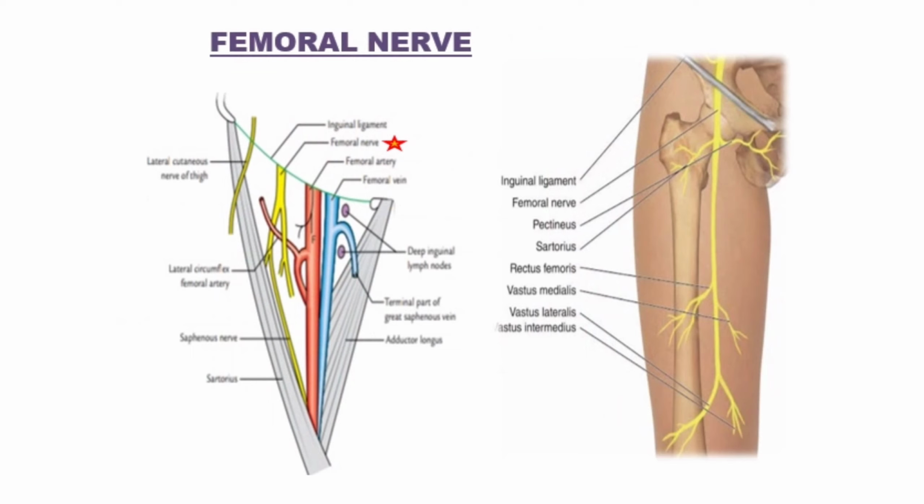Next we have the femoral nerve. Femoral nerve, it is a chief nerve of anterior compartment of thigh. You can see it passes lateral to femoral artery, it passes behind the inguinal ligament and divides into anterior and posterior divisions which are separated by lateral circumflex femoral artery.